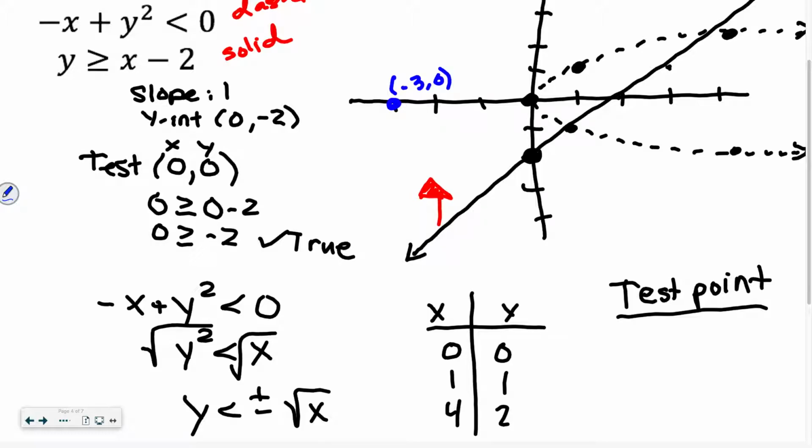I'm just going to choose -3, 0. Can you choose a different point if you want? Yes. Okay. So I'm going to test -3, 0. Which means I'm going to be plugging -3 in for x, so that would be -3 plus y squared, which would be 0 squared, and that's supposed to be less than 0.